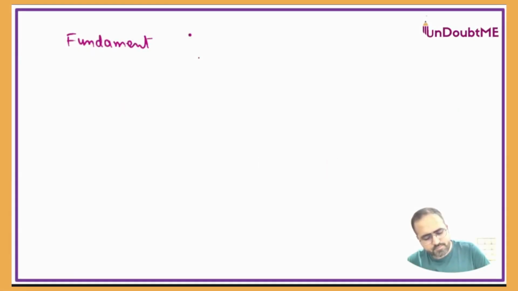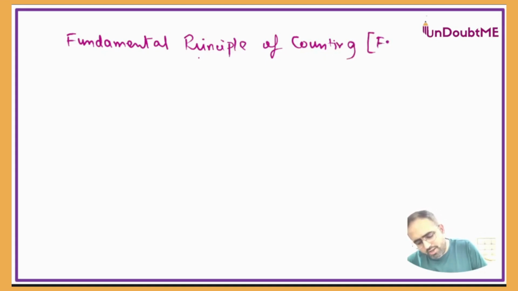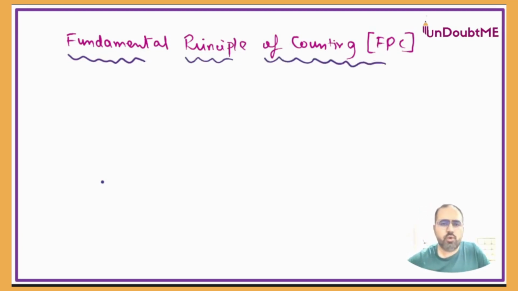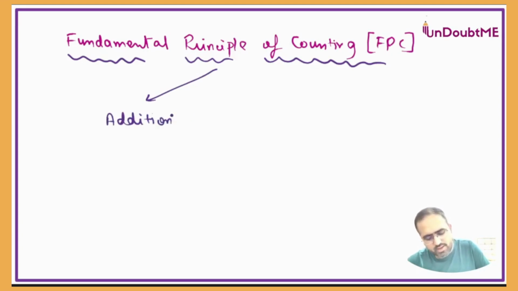Fundamental principle of counting. Okay, in short, I can call it FPC. Now, this fundamental principle of counting has two ways with which we can do the counting. One is called addition, we can call it the addition rule, and the other is called multiplication, or the multiplication rule.